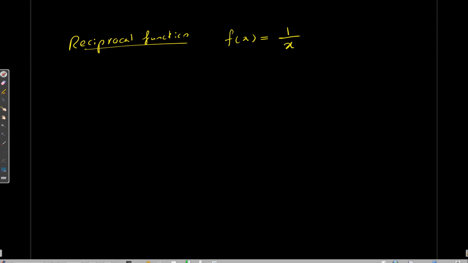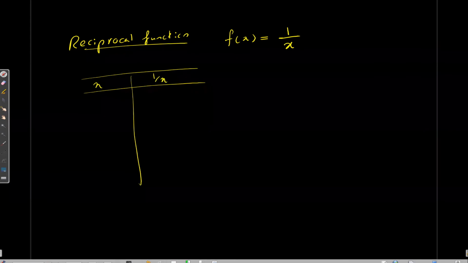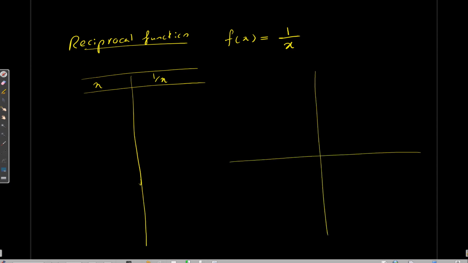Now in this case, let's draw a table, x and 1 over x. Now let me choose some numbers. This table is going to be a little bit lengthier. Well, if x is negative 10, what is 1 over x? 1 over negative 10, right? Or negative 1 over 10. So let's draw that point. Negative 10 is somewhere here. Negative 1 over 10 is negative 0.1. So very close to this one.